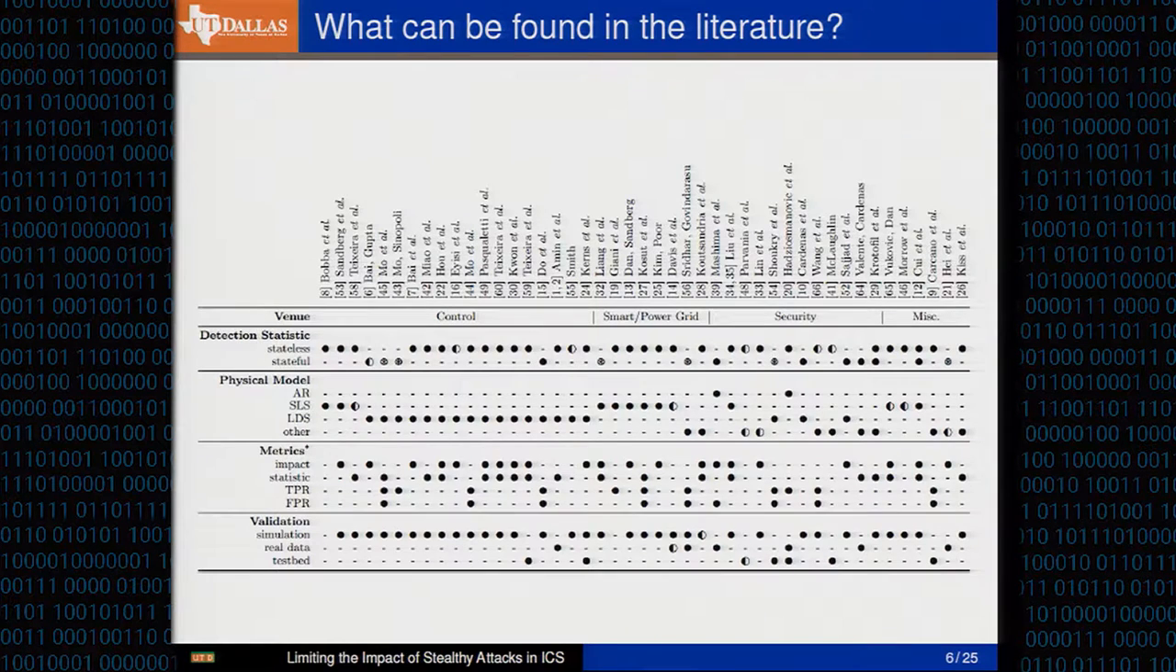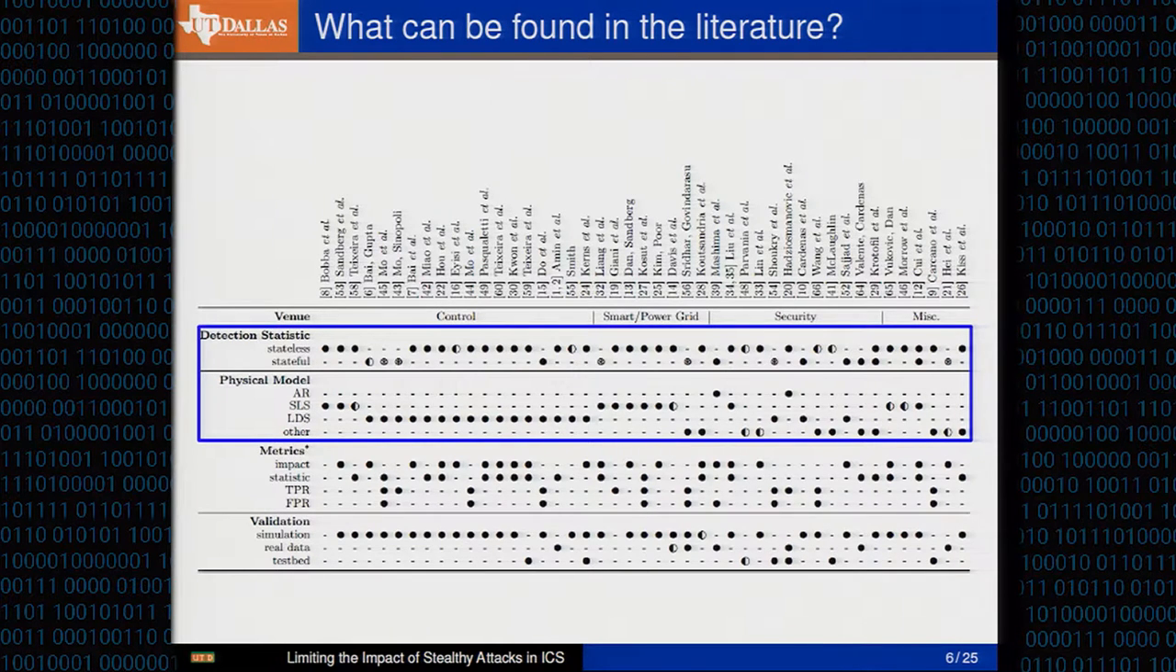So we looked in the literature to see what kind of physics-based detection can be found, and we tried different venues. We tried the control theory papers, and we found more than 40 papers. We also have the papers in the power grid venue, in security, in missile and in other approaches. And we proposed a taxonomy that allows us to evaluate the different types of physics-based anomaly detection.